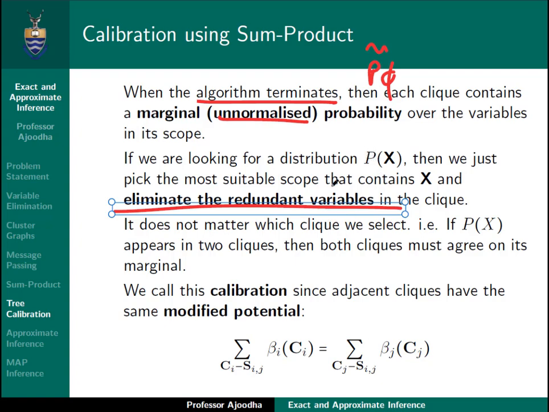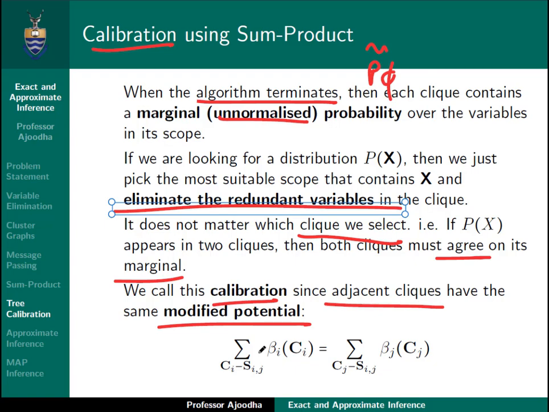So the great thing about calibration is that it doesn't matter which clique you select, because all the cliques, if they're talking about the same variables, must agree on their marginals. They must agree on the marginals, and we call this calibration when they agree on the marginals. So all adjacent cliques have the same modified potential.